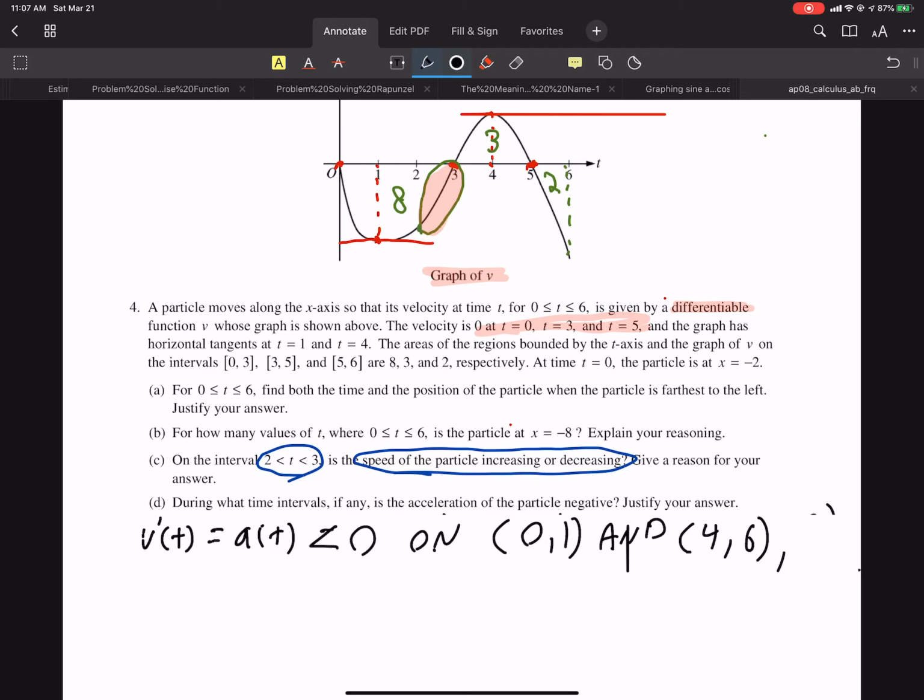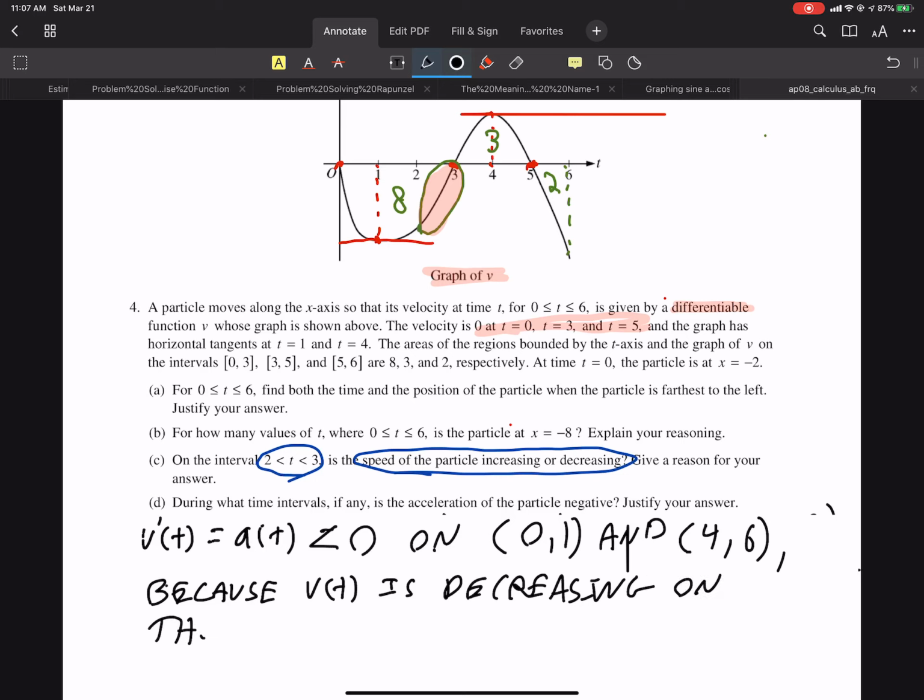So our reason: because v of t is decreasing on those intervals.